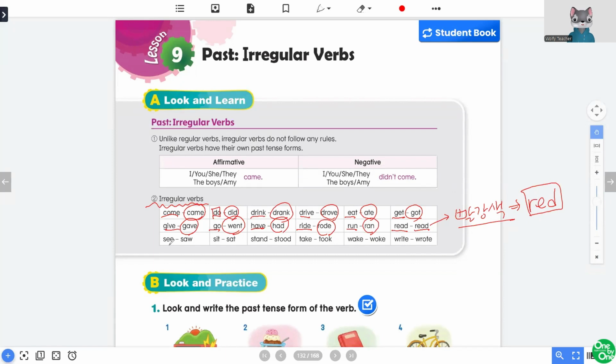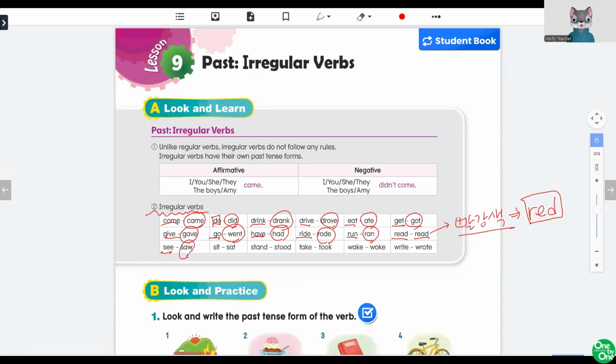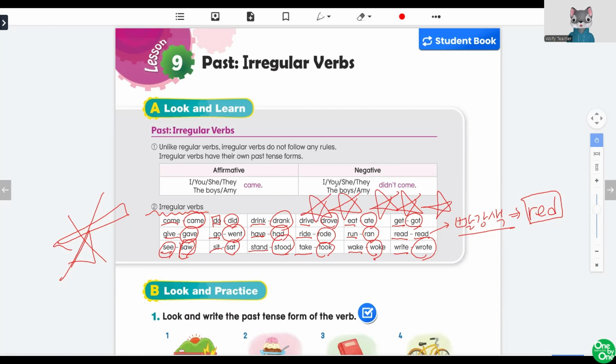Next one, see. See changes to saw. No, it's not the seesaw on the playground. Sit changes to sat. Stand changes to stood. Take changes to took. Wake changes to woke. Write changes to wrote. You really need to remember this. Please put this as a 5-star. 이거 별표 5개 적어줘. 이거 무조건 외워야 돼. Okay?